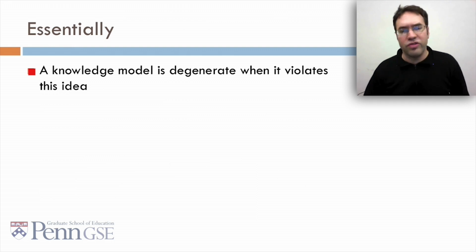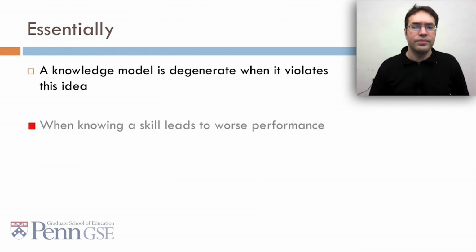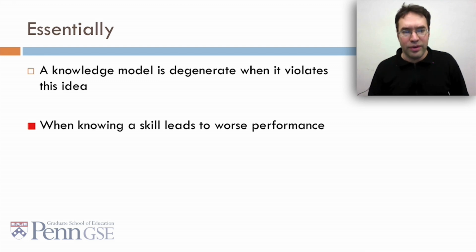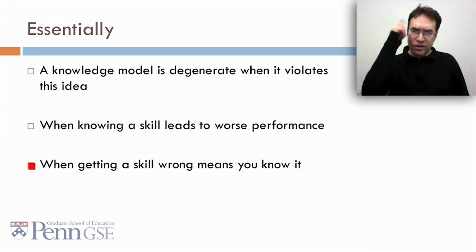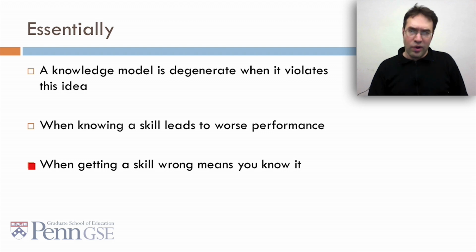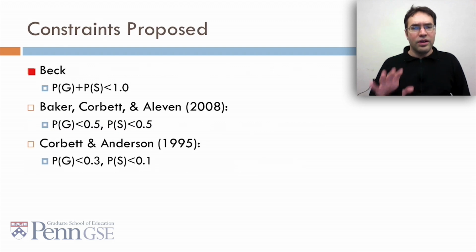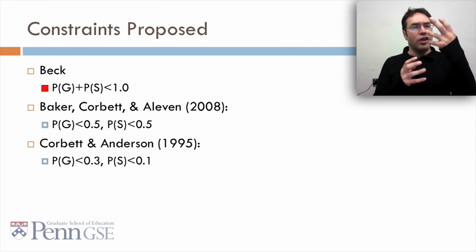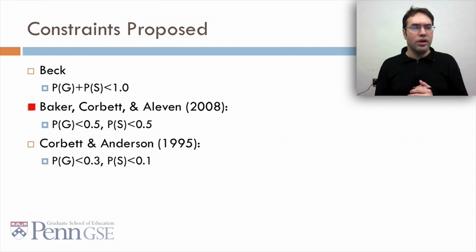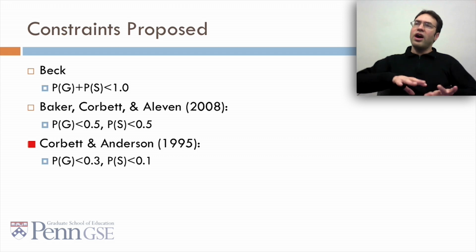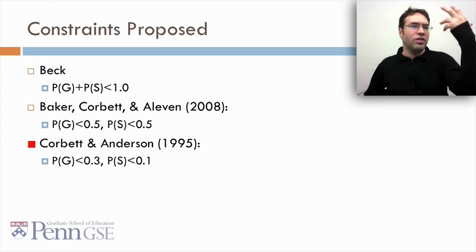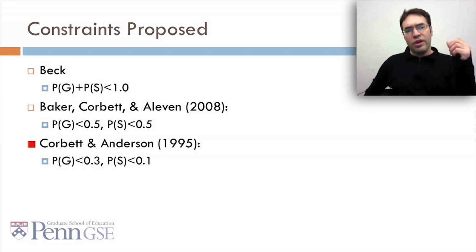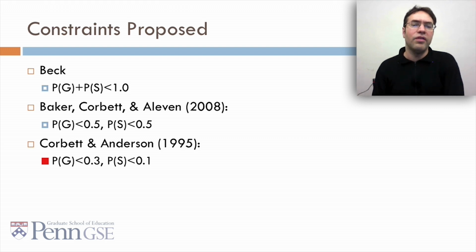Essentially, a knowledge model is degenerate when it violates this idea. When knowing a skill leads to worse performance, and getting a skill wrong means that you know it. It's weird, right? That's why it's called a degenerate model. Some constraints have been proposed by different people. Joe Beck has proposed that the probability of guess plus the probability of slip has to be less than 1. Baker, Corbett, and Aleven have proposed that guess and slip each have to be less than 0.5. And Corbett and Anderson originally proposed, and this was not entirely just for model degeneracy, but also based on kind of theorizing about what was probable, that P of G has to be less than 0.3 and P of S has to be less than 0.1.